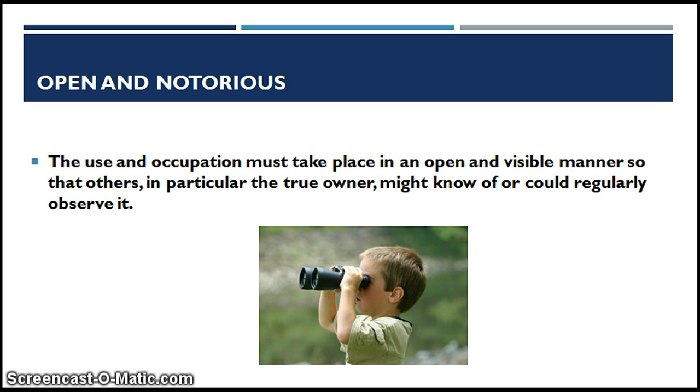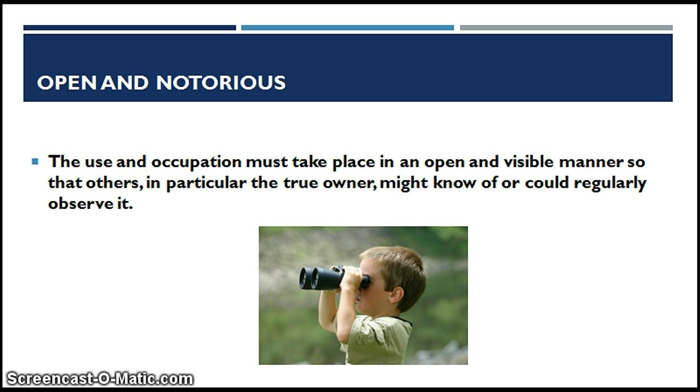Notorious means to use another's land in a hostile way, intending to hold a particular recognizable boundary regardless of the true boundary line. So are we doing that? Yes. Basically, we're using it as if it's our own, as if we have fee simple in that property. So we're meeting open and notorious. That's 3 of the 5 requirements met. What do we have to meet next?